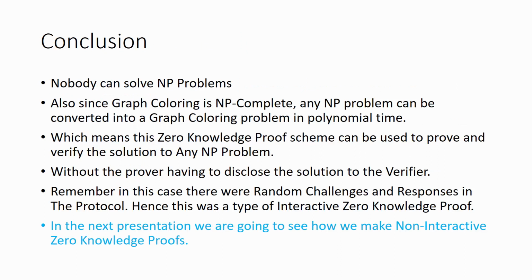Now, nobody can solve NP problems efficiently. And since graph coloring is NP complete, any NP problem can be converted into a graph coloring problem in polynomial time. Which means this zero knowledge proof scheme can be used to prove and verify the solution to any NP problem without the prover having to disclose the solution to the verifier. Remember, in this case, there were random challenges and responses in the protocol. Hence, this was a type of interactive zero knowledge proof. In the next presentation, we are going to see how we make non-interactive zero knowledge proofs.